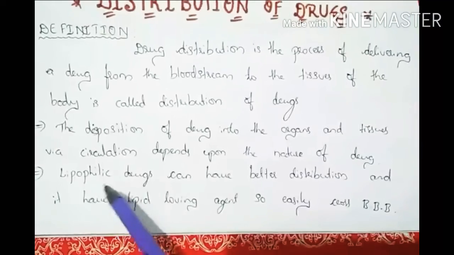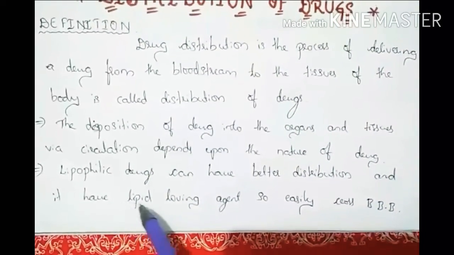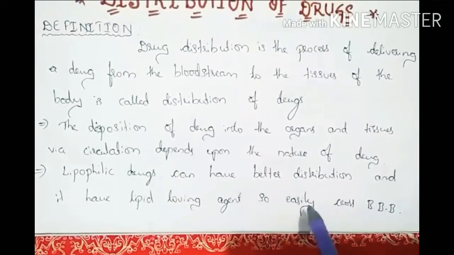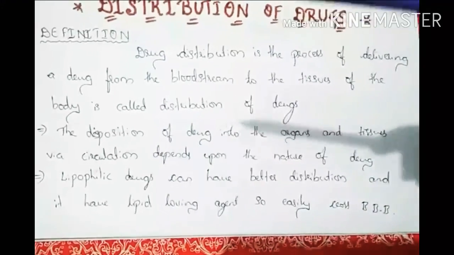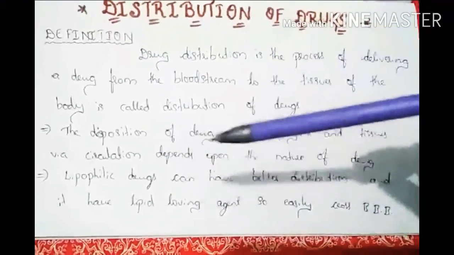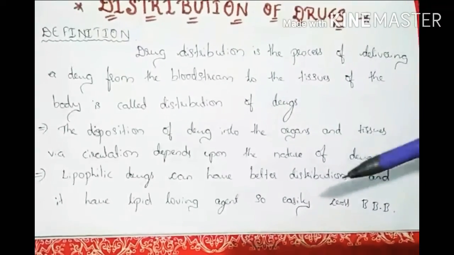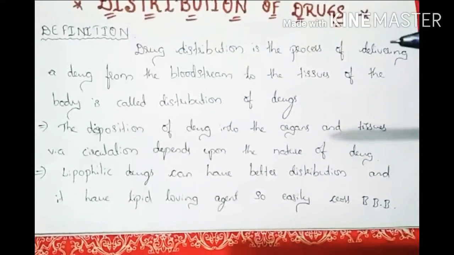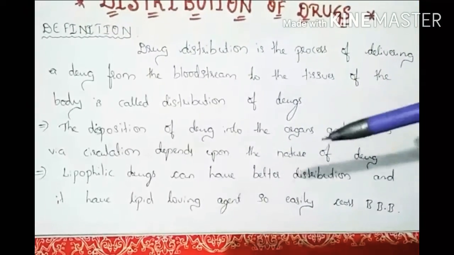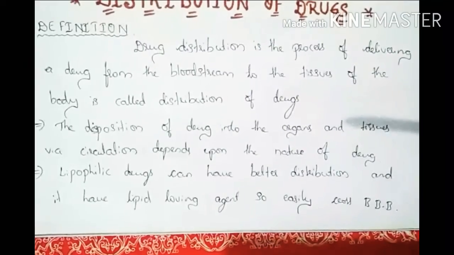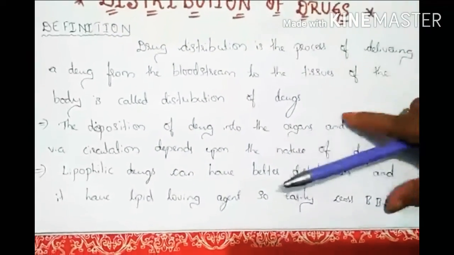Lipophilic drugs have better distribution. They have lipid-loving agents, so they easily cross the blood brain barrier. For distribution of a drug, absorption of lipophilic drugs takes place easily, and then they have better distribution, because the lipid-loving agents present in the drug easily cross the blood brain barrier.